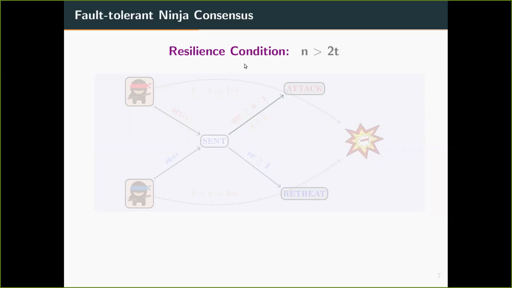And in a resilience condition, we are allowed to specify constraints between these different types of processes. In this case, the constraint is equivalent to saying that the number of non-faulty ninjas, which is n minus t, is bigger than the number of faulty ninjas, which is t. And similar to this, we can have other environment variables for other types of process like Byzantine processes, etc. This is the first feature of a threshold automaton.